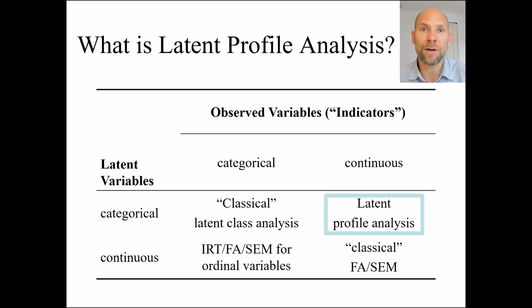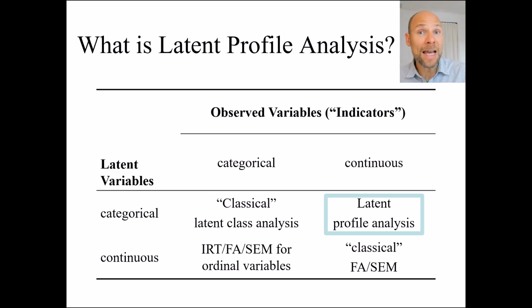So continuous variables are used as indicator variables to extract latent subtypes, and we will see shortly what exactly that looks like in concrete terms, what the parameters are that we obtain from such a latent profile analysis. So latent class analysis and latent profile analysis have in common that they use categorical latent variables, but they differ in that classical LCA uses categorical indicator variables, whereas latent profile analysis uses continuous indicator variables.